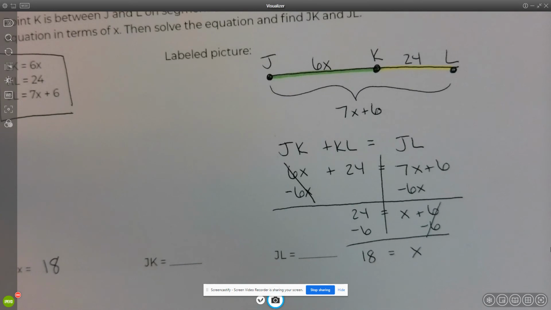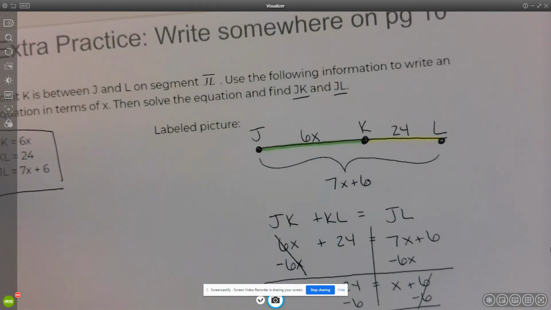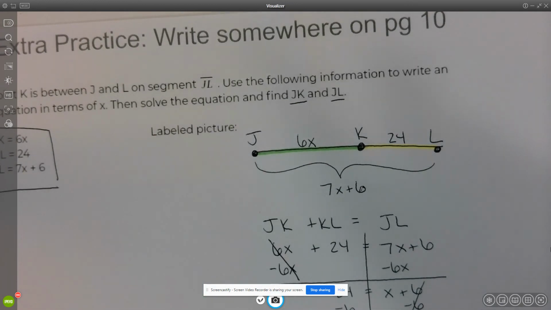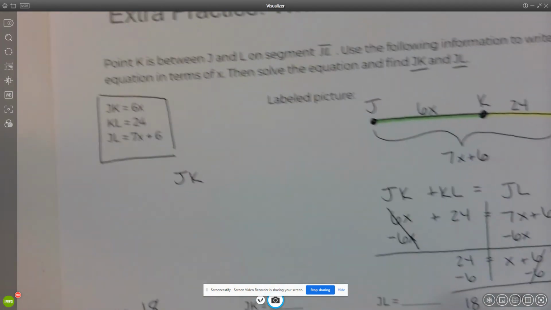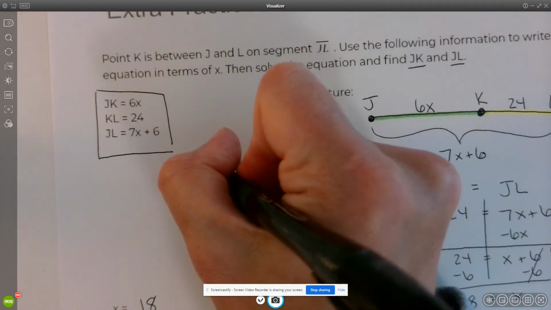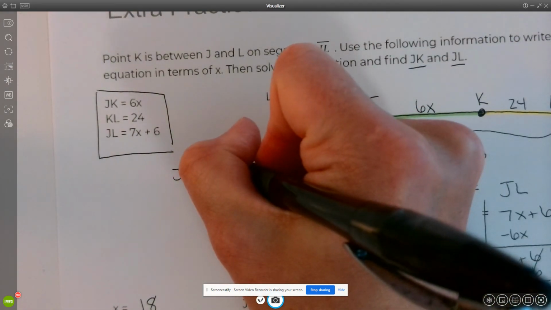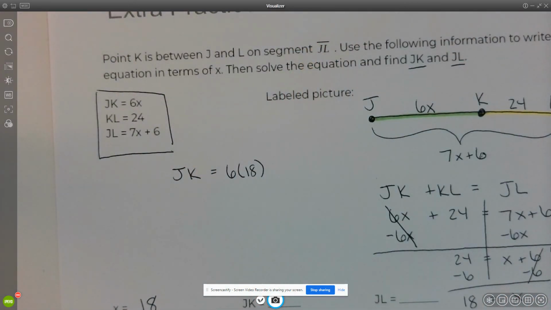Notice now they also want me to find the length of JK and JL. So now I actually have to take my x value and substitute it in to find the lengths of these line segments. I'll do that work over here. I need to find the length of JK. I know that JK is equal to 6x, or 6 times x. And so when I substitute 18 in for x, I know that JK is equal to 6 times 18, or 108.